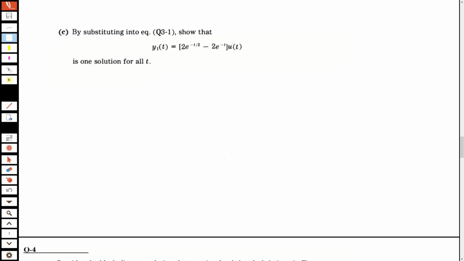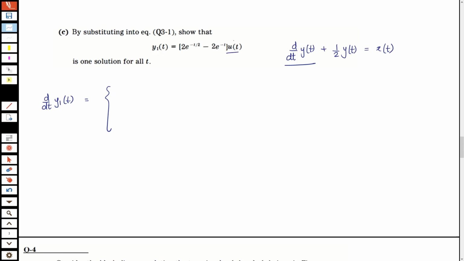Part C requires us to show that this particular y1(t), this particular form of output, is one solution for all t. So we do the same process again, and we already have the equation ready with us. And now this is the y1(t) that we need to plug in here and see whether this actually results in x(t). So we have to show that this is actually a solution. We can write this in steps. Let us write the first part first, just this term. So d by dt of y1(t), this would be equal to what? Note that we are talking in terms of u(t).